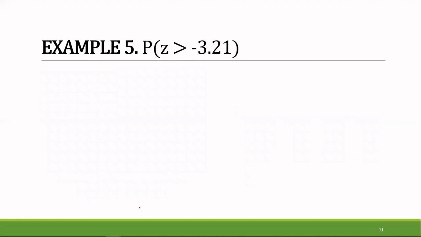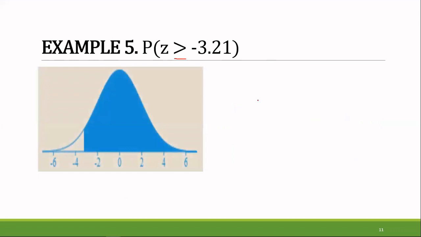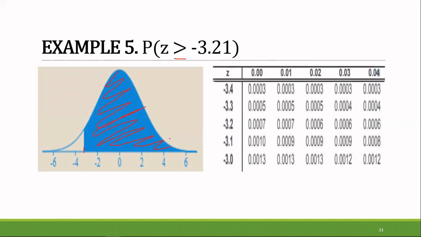Ayan. Let's proceed to example number 5. So, probability of z greater than negative 3.21. So, pansinin ulit natin the inequality symbol which is greater than. So, pag graph natin siya, negative 3.21 is somewhere here. Okay, and then we are looking for the area of this shaded region. Okay. So, using again the z table, we are looking for negative 3.2. So, ito siya. And then we are looking for 0.01. Ayun. And then the intersection of this is 0.0007.